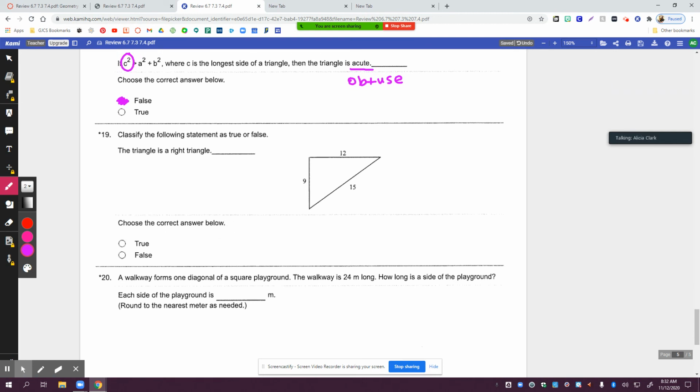Now, number 19, also true or false. This triangle is a right triangle, true or false. You're assuming that this is a 90 and you're going to see if it works. For it to be a right triangle, the Pythagorean theorem has to work. So 9 squared plus 12 squared should be equal to 15 squared. 9 squared plus 12 squared, 81 and 144, gives me 225. 15 squared is also 225. So if they're equal to each other, that works, and it does make a right triangle, so that is going to be true.